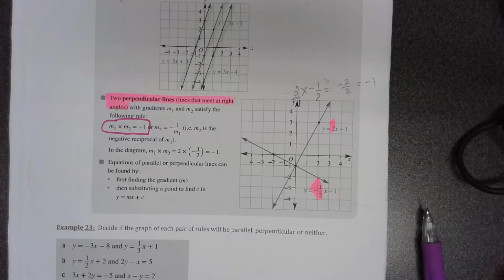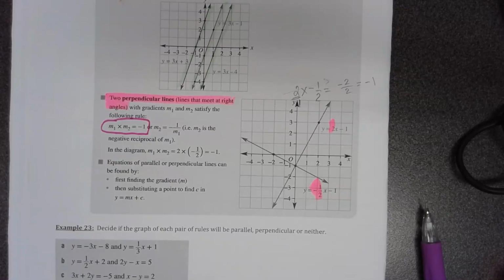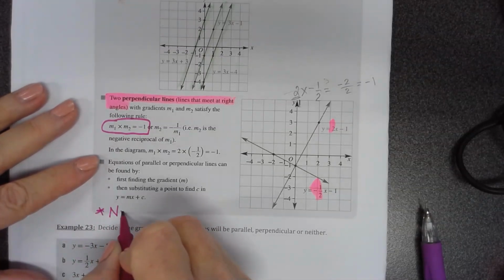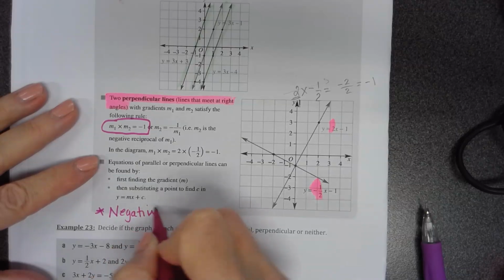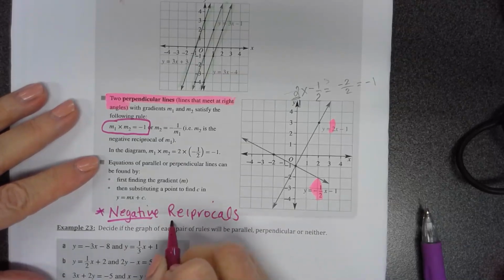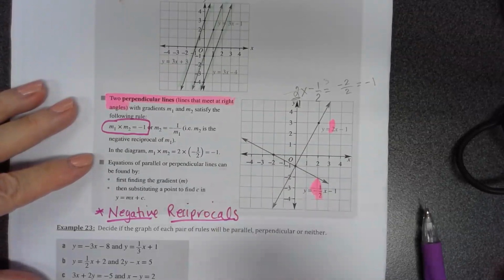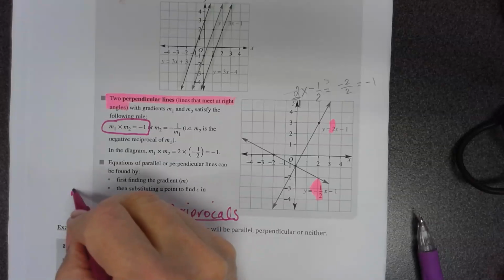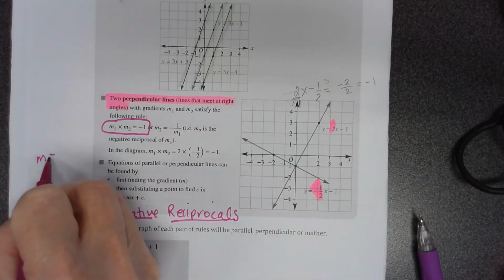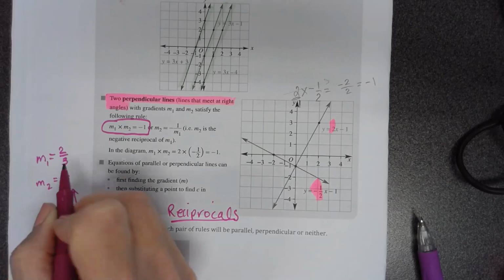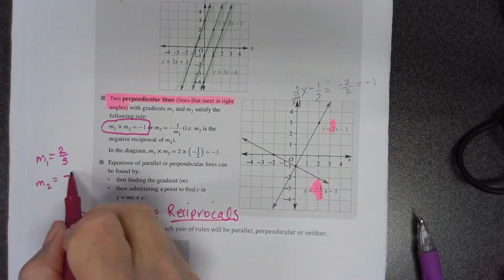Now, this is how I like to think of it. I like to think of it is that they're negative reciprocals of each other. I'm going to write that down. Negative reciprocals. Negative reciprocal, sorry. What does that mean? That means if one of the gradients is 2/3, the other one is going to be negative, because that one's positive. This one has to be a negative, and then upside down.